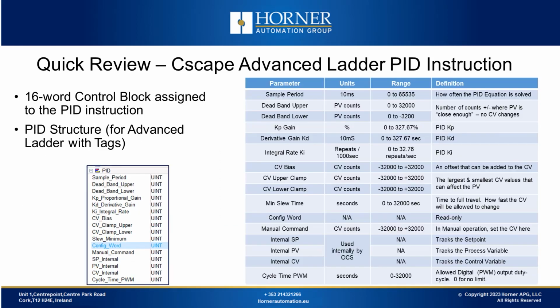We mentioned that every Horner PID instruction requires a 16-word control block. The first few words of this block are used to set up the PID instruction for your specific application. This setup includes defining parameters like the sample period, dead bands, the acceptable range below the set point, and the coefficients for proportional, integral, and derivative control. There are additional parameters like upper and lower limits, which define the highest and lowest values your control variable can reach during the process control. There are several other parameters, but these are the key highlights.